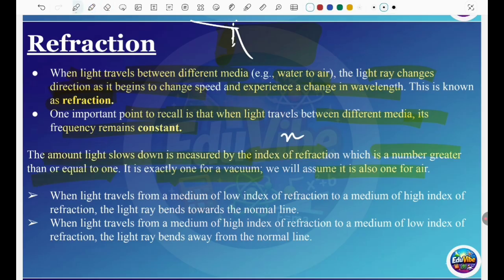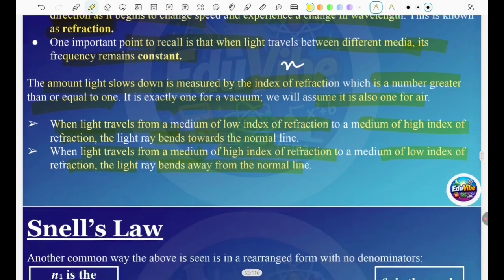One thing you have to know is that when light travels from a medium of low index of refraction to a high index of refraction, the light will bend towards the normal line. But if the light travels from the medium with the higher index of refraction to the lower index of refraction, the light bends away from the normal. So we get away from the normal line, and towards the normal line when it goes from lower to high. Those are small things in refraction you have to know.